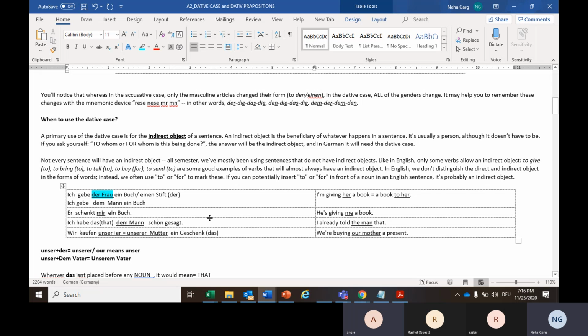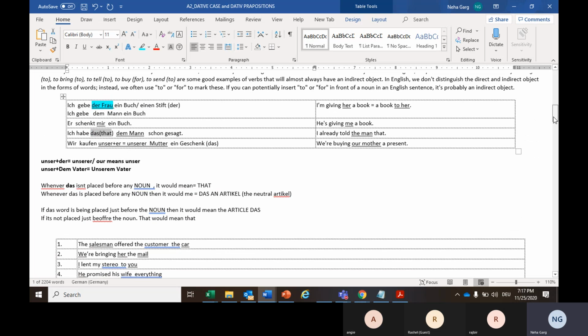The nominative is ich. And the dative is the man. So what have you told the man already? That, that something. Yes, so that is the accusative. Right. Now, before we proceed further, one thing I'm not sure if I told you previously.